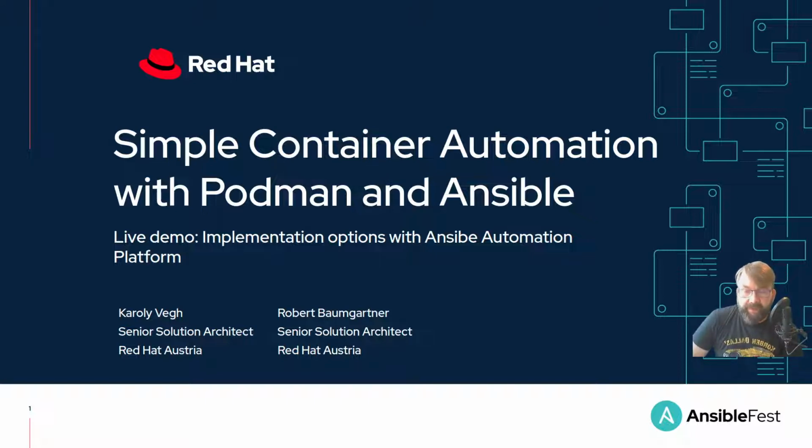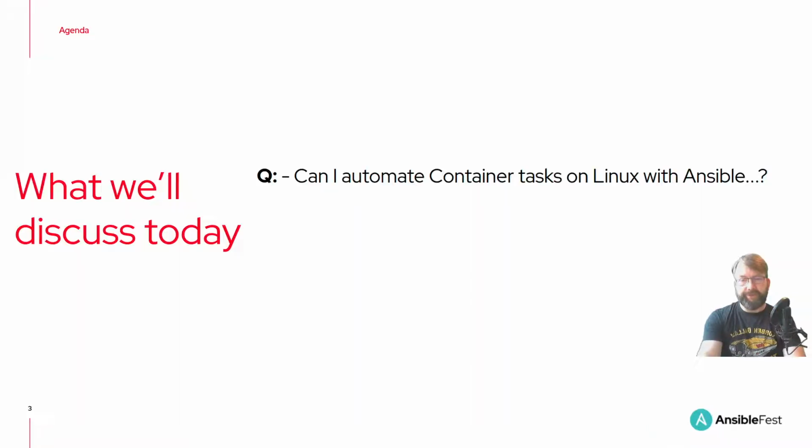My name is kvegh, Charlie for short. I'm an infrastructure solution architect at Red Hat Austria, focusing more on RHEL and Ansible. And with my good friend and colleague, Robert Baumgartner, Bob for short, who focuses more on OpenShift and containers, we too have decided to deliver this container automation session to you.